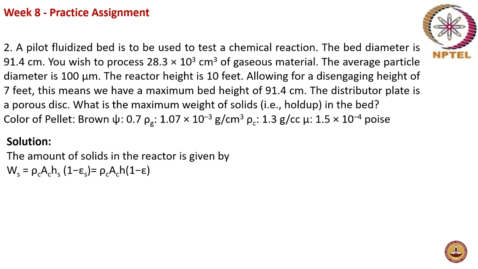Right, perfect. So what about the other parameters in the expression? The given height is 10 feet. Is that it? Height is 10 feet. What is Hs? Hs is actually the settled bed height. That means before fluidizing the catalyst particles, the catalyst particles will occupy a certain height in the reactor. Okay, that is what Hs is. Is that information given? No, ma'am, it's not given.